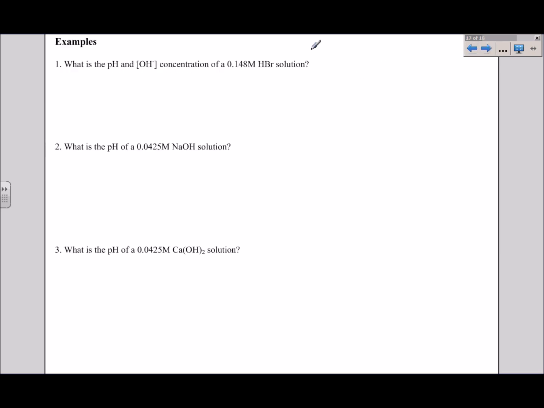We've got an HBr solution that is 0.148 molar, and we want to know the pH and the hydroxide concentration.